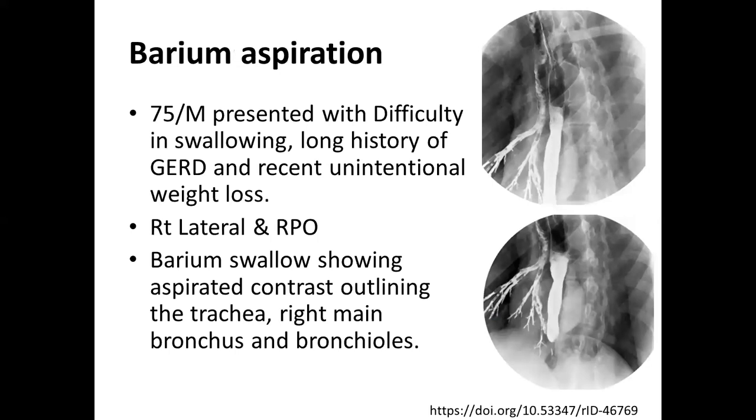So this is another example of barium aspiration, where a 75-year-old presented with difficulties in swallowing with a long history of gastroesophageal reflux disease and recent unintentional weight loss. So right lateral and right posterior oblique projections showed contrast outlining the esophagus, as well as contrast going through the main bronchus and the bronchial tree, which is a serious complication as a result of aspiration.